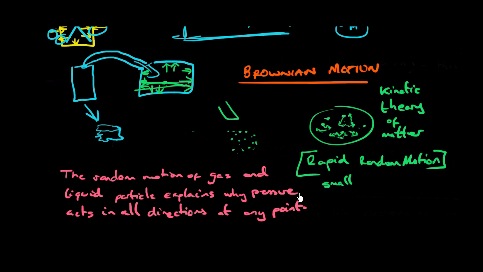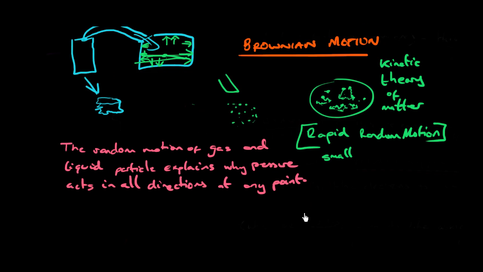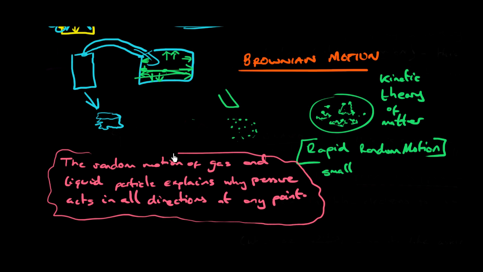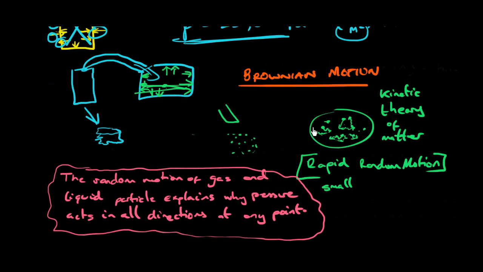Okay, hopefully that makes sense to you. And then what happens is you increase the temperature of the materials, and the relationship between pressure and volume we'll talk about in the next videos, but it's important to know that the idea of the random motion of gas and liquid particles explains very well why the pressure acts in all directions at any given point. And that comes from this idea called Brownian motion, which Mr. Robert Brown discovered, and then Einstein proceeded to clarify.